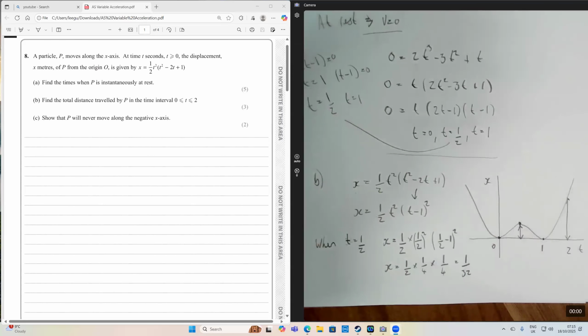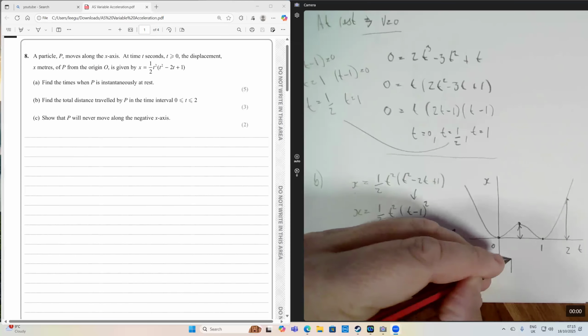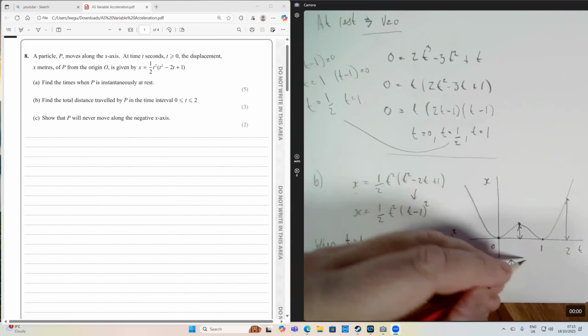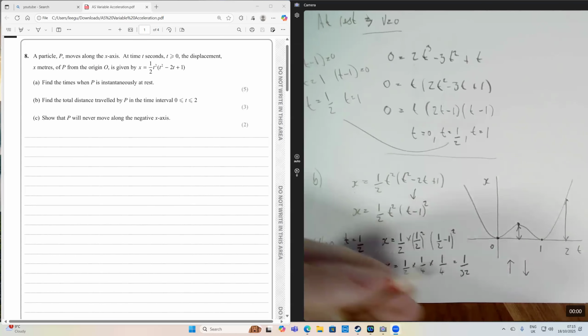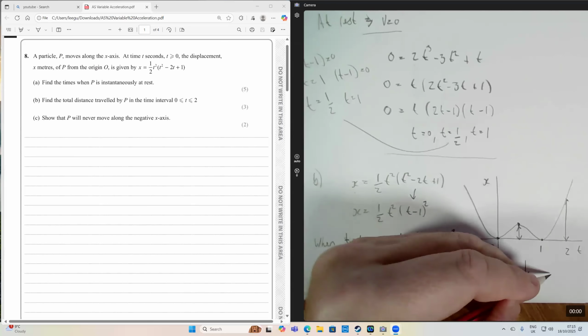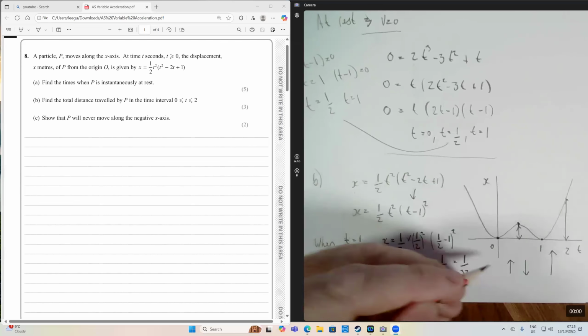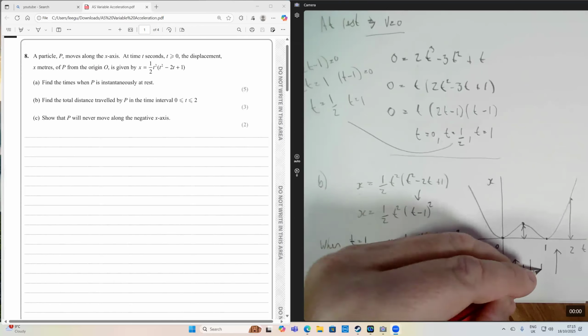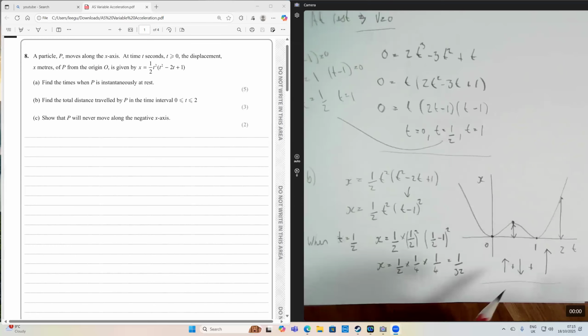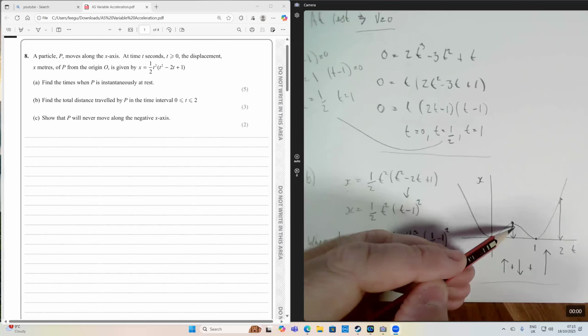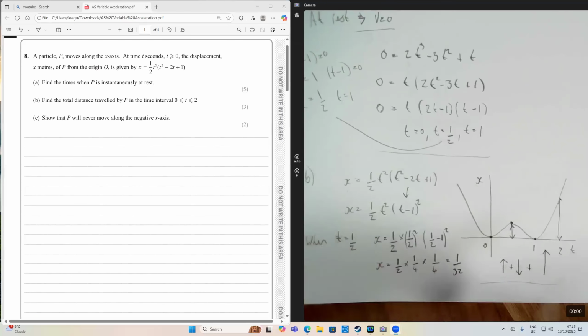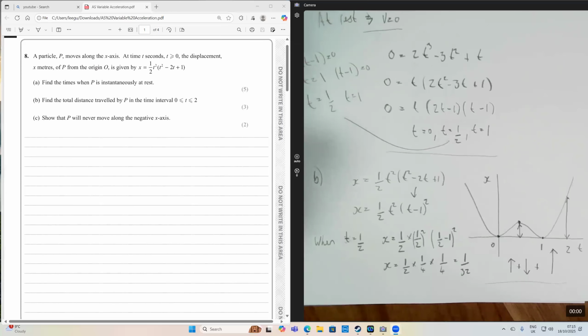But the total distance traveled is, it's gone out up to that turning point, it's then come back from that turning point to the origin, and then it's gone out again. So the total distance that the particle has traveled is that distance out, that distance back, and then that distance out again. And you can see just how helpful it is being able to have a graph representing that journey.